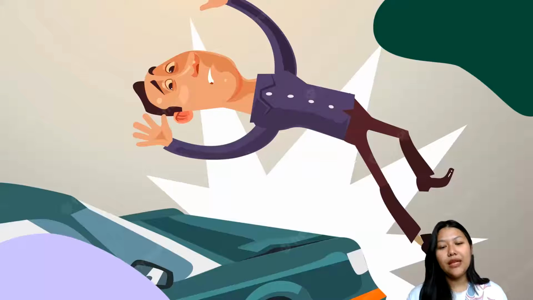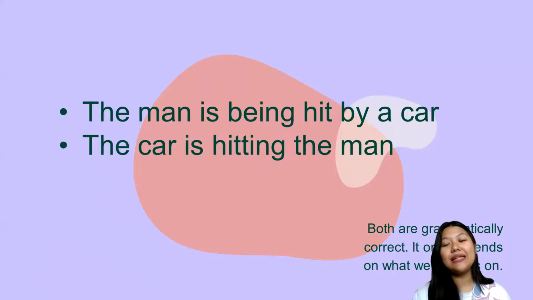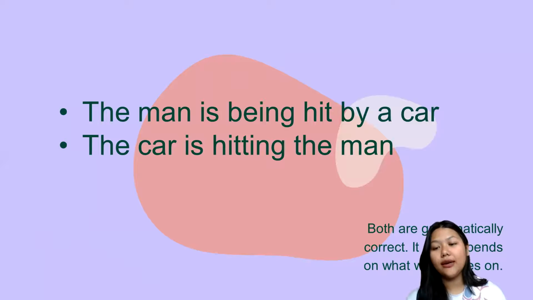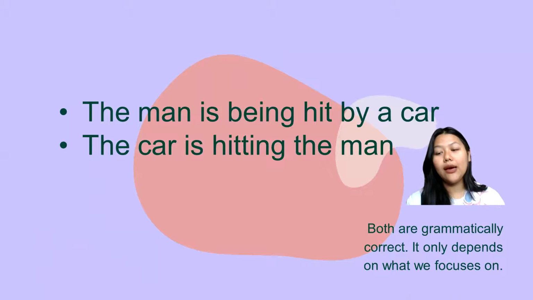To make it simple, how do we say this? Are we going to say the man is being hit by a car, or the car is hitting the man? Both are grammatically correct. It only depends on what we focus on. The first sentence focuses on the man, because it shows the man is being hit by a car. But the second sentence focuses more on the car. The car is hitting the man.